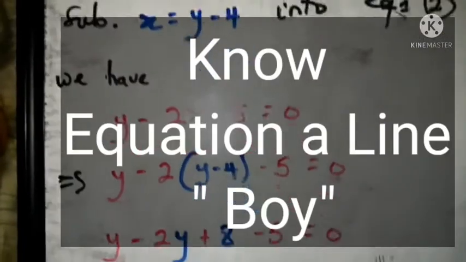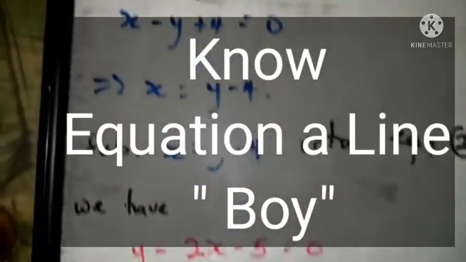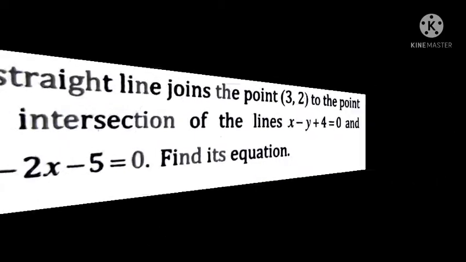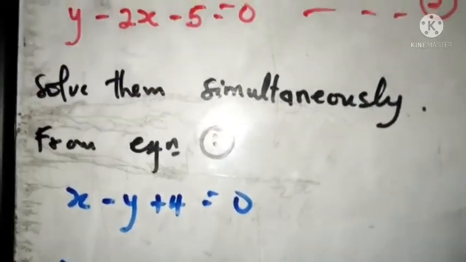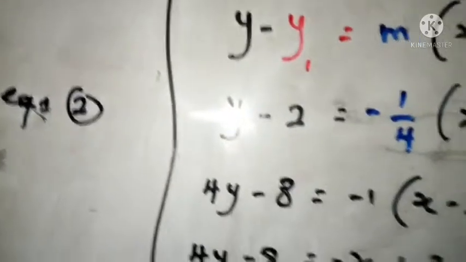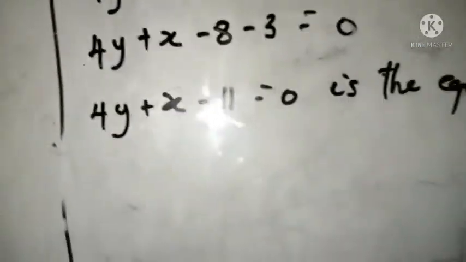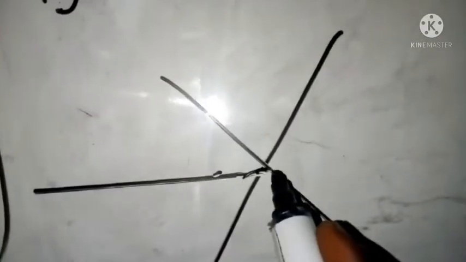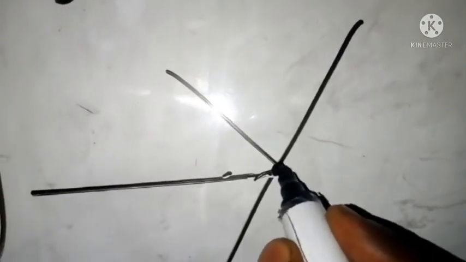We want to find the equation of a line using the given information. From the question, you are given a point, and a straight line that joins the intersection of two given lines. Assuming, for illustration, this is a straight line joining the intersection of two different lines, going this way. So this is the intersection of the two lines.